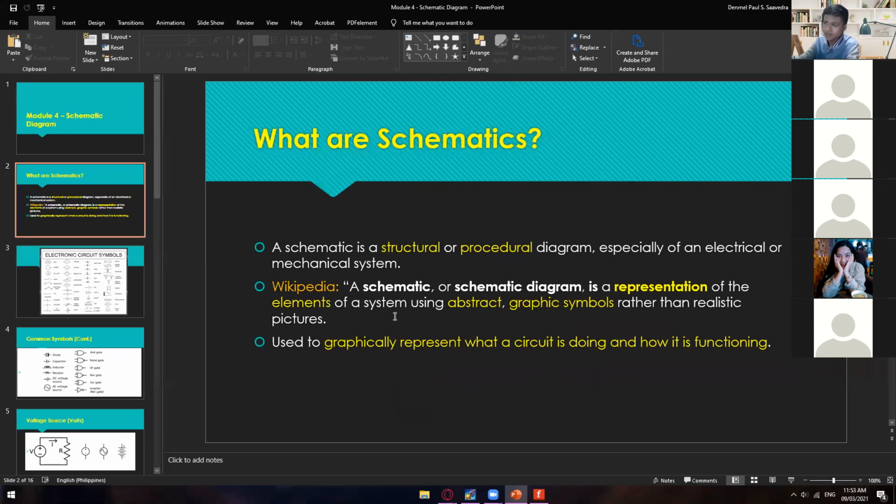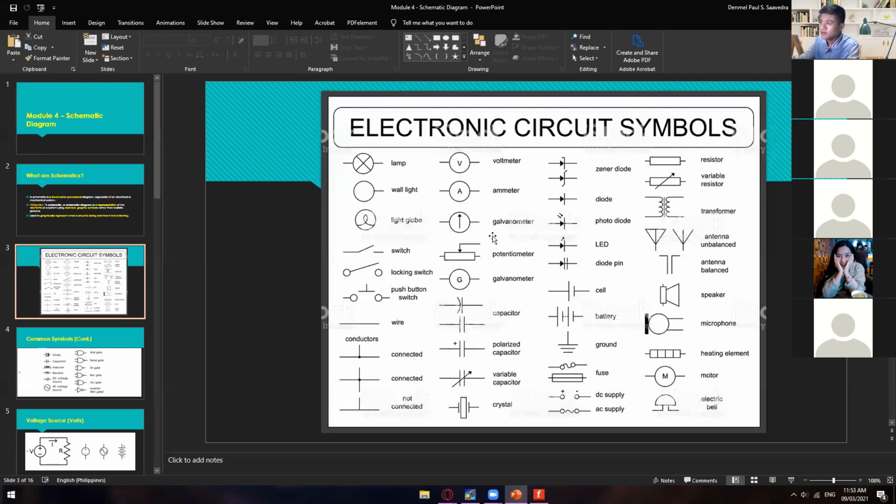So yeah, very, very straightforward. A structural, procedural diagram, or representation of elements, right? And here are some of the basic electronic circuit symbols, wherein it is already in the schematic form. Okay? It is now ready to be copied as your schematic layout or schematic diagram layout.